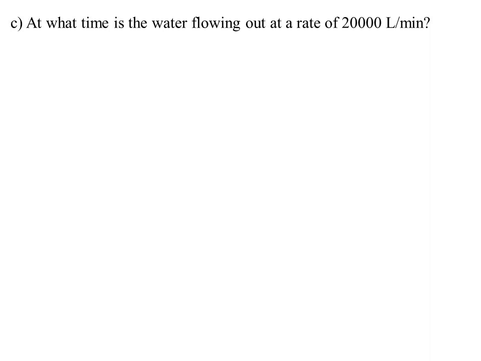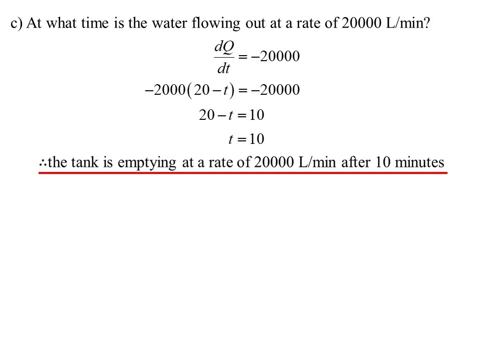At what time is it flowing out at a rate of 20,000 litres per minute? This is where we've got to be careful, because our rate is actually negative 20,000 because it's decreasing. We say when it's decreasing, the derivative would be negative. Solving that, we get, oh, it's after 10 minutes.